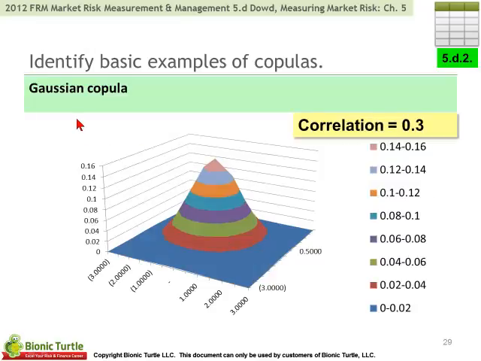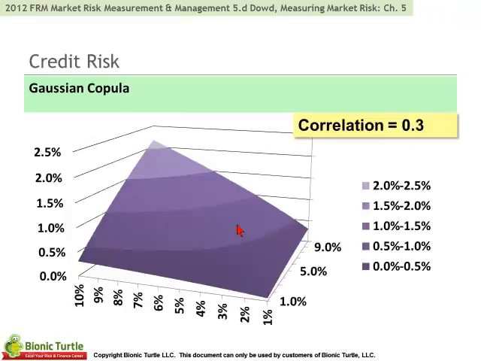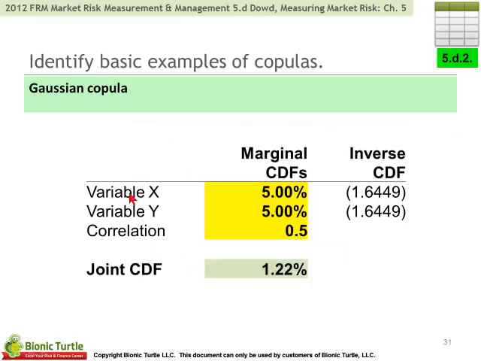In the spreadsheet, I've got an example of a Gaussian copula, maybe a little mislabeled, but not to worry for our purposes in 5D2. Under an assumption of correlation equal to 0.3, so I make a correlation assumption and then produce a three-dimensional plot, really, of the bivariate distribution function. So more specifically or numerically, that's the cumulative.